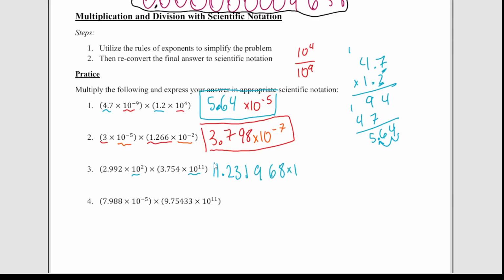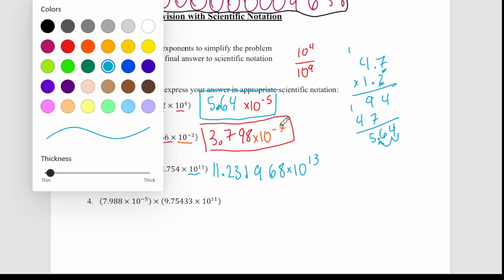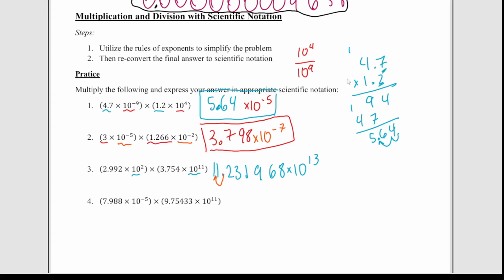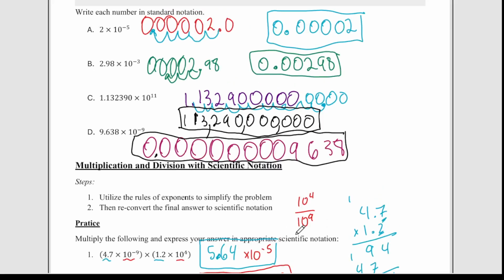10.23198 times 10 to the 13th. Now, this is an example where he is not yet in scientific notation. So we've got to make him look like scientific notation. In particular, we want to move this decimal one more to the left. And we might want to think through how our decimal conversion works.